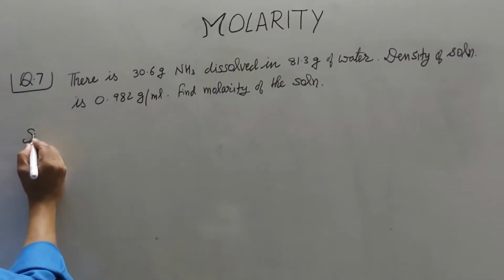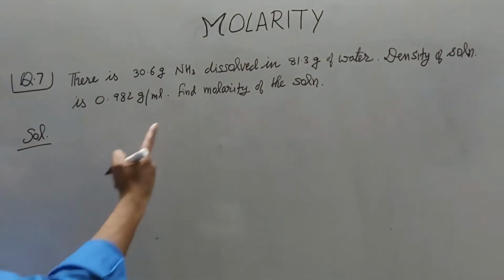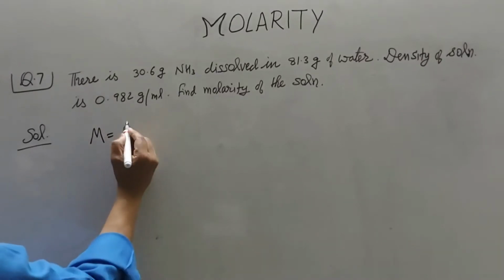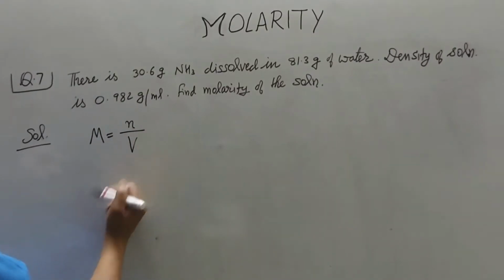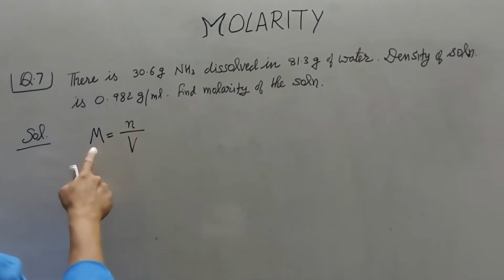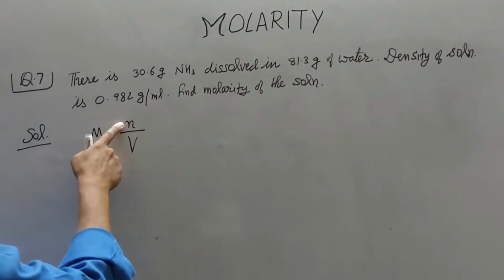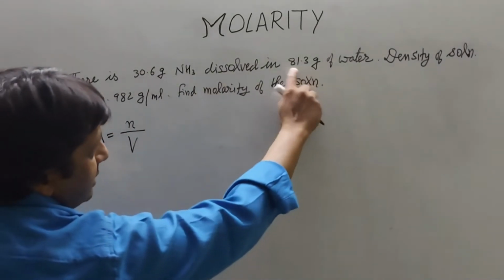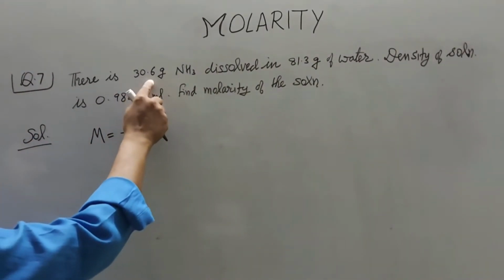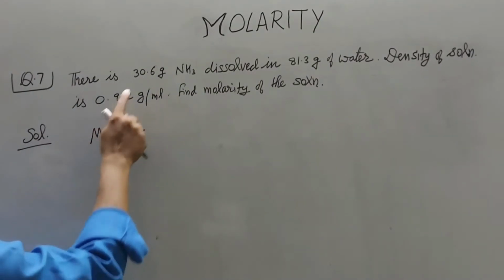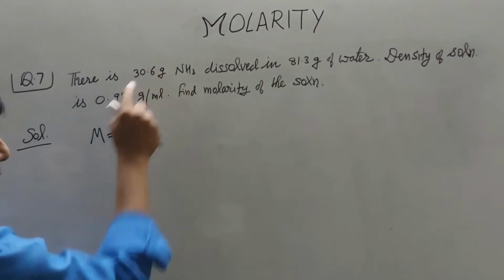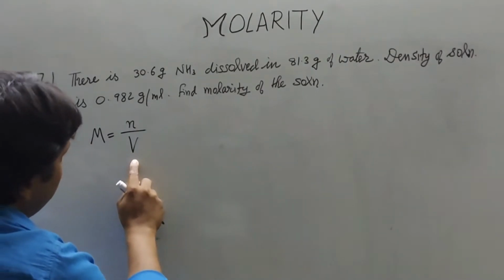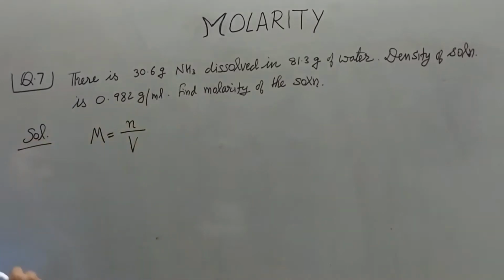Let us see how to solve it. First of all, we have to find molarity. We will write the formula of molarity, number of moles divided by volume. Number of moles we have to find. We can find number of moles because the solvent is this and the solute is this. We can find number of moles by dividing the given mass by its molar mass. What about volume? We can find the volume by using this density.